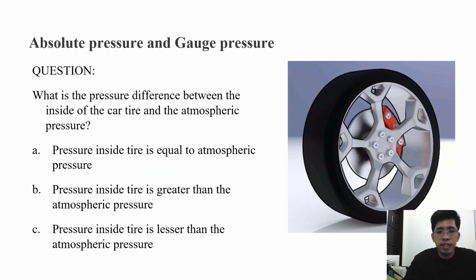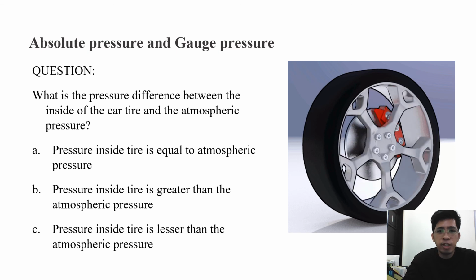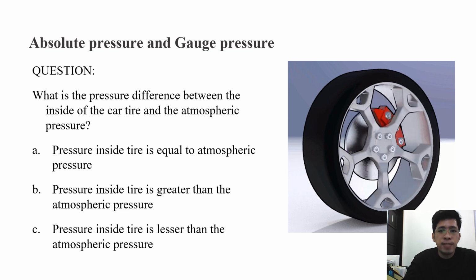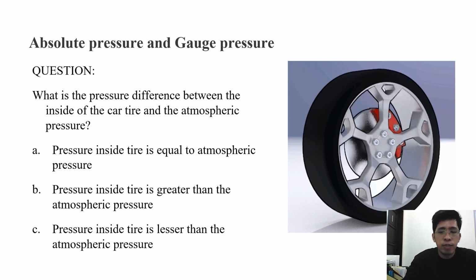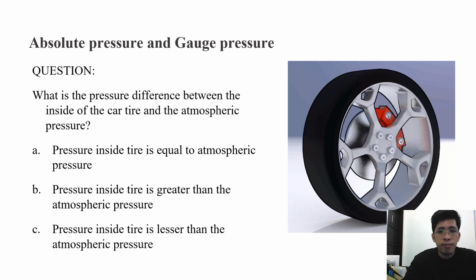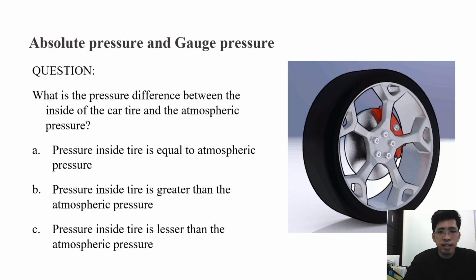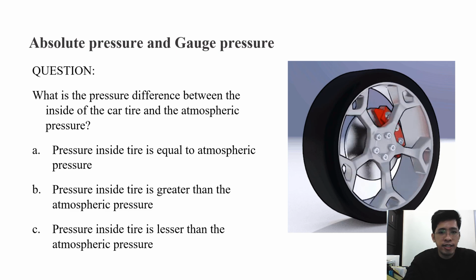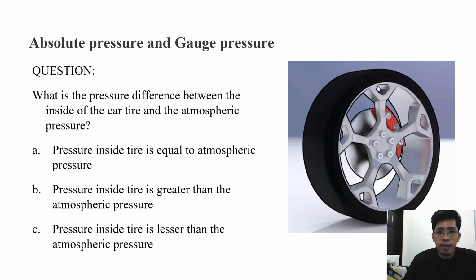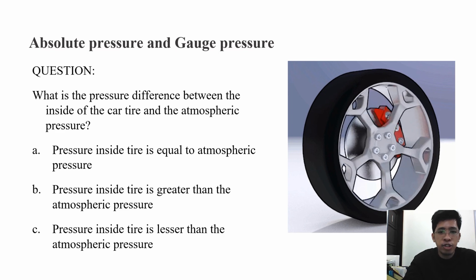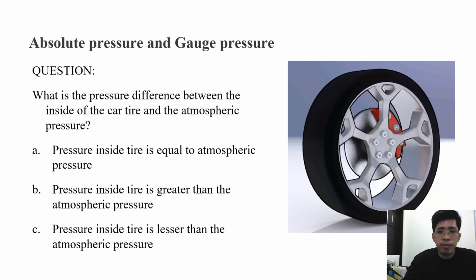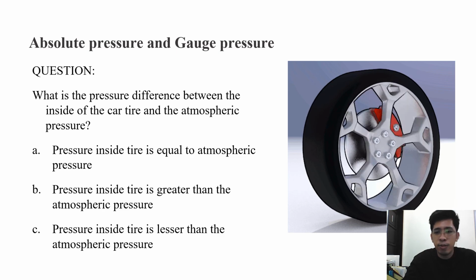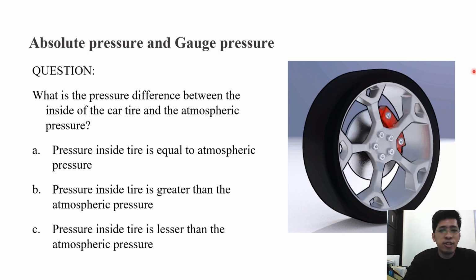Question before we end this video. This is about absolute pressure and gauge pressure. What is the pressure difference between the inside of the car tire and the atmospheric pressure? A, the pressure inside the tire is equal to the atmospheric pressure. B, the pressure inside the tire is greater than the atmospheric pressure. Or C, the pressure inside the tire is lesser than the atmospheric pressure. We're going to answer this question in the next video.